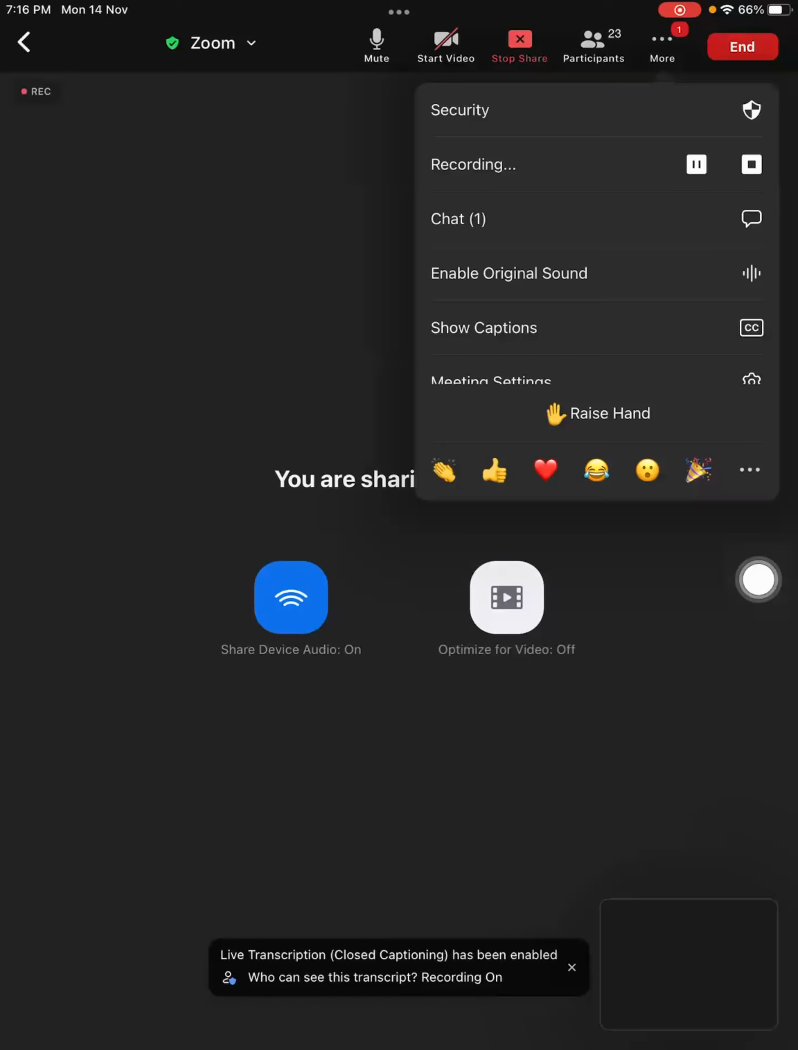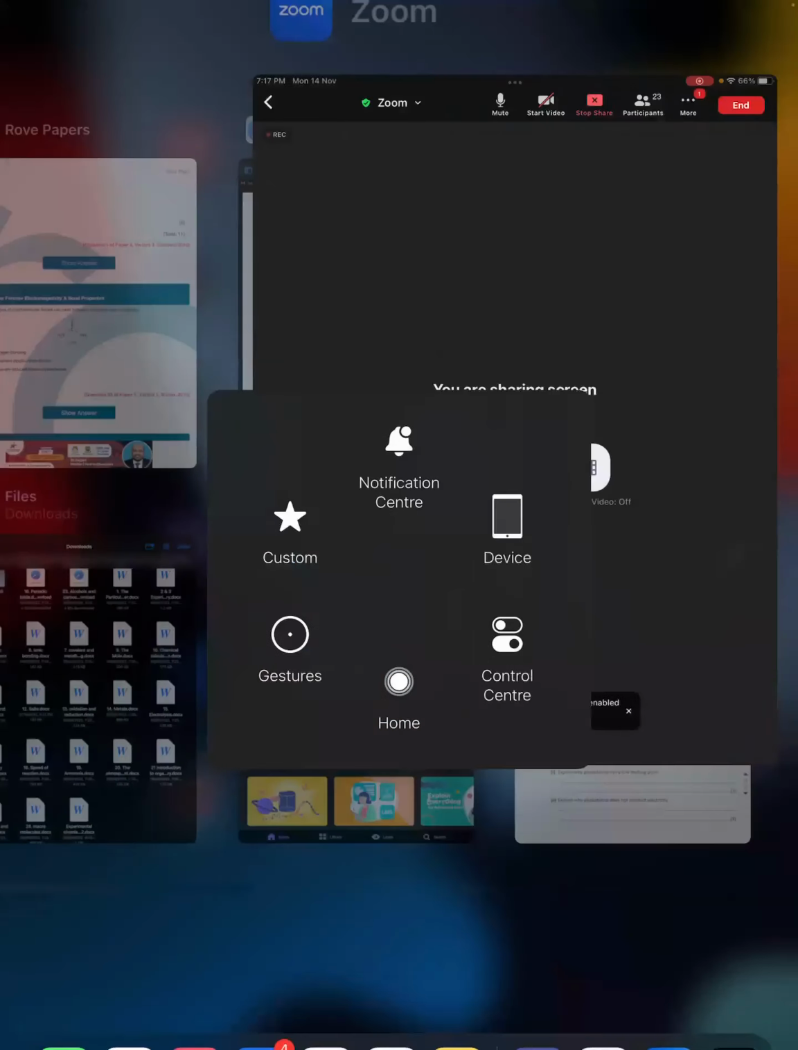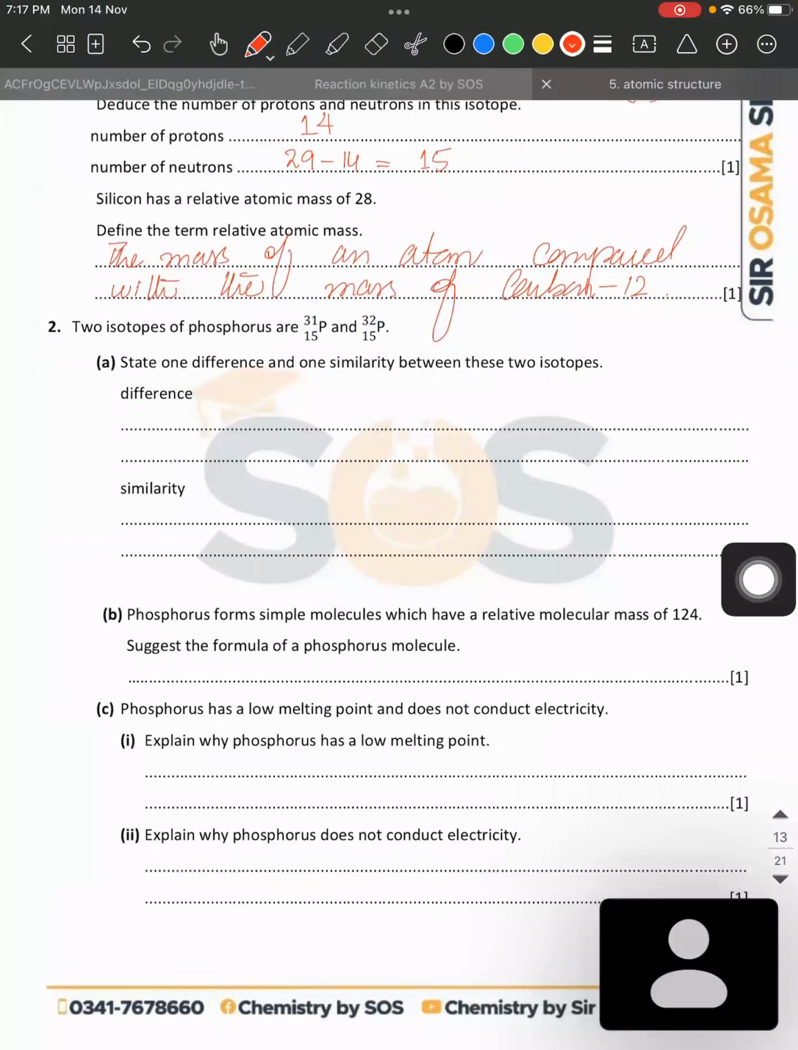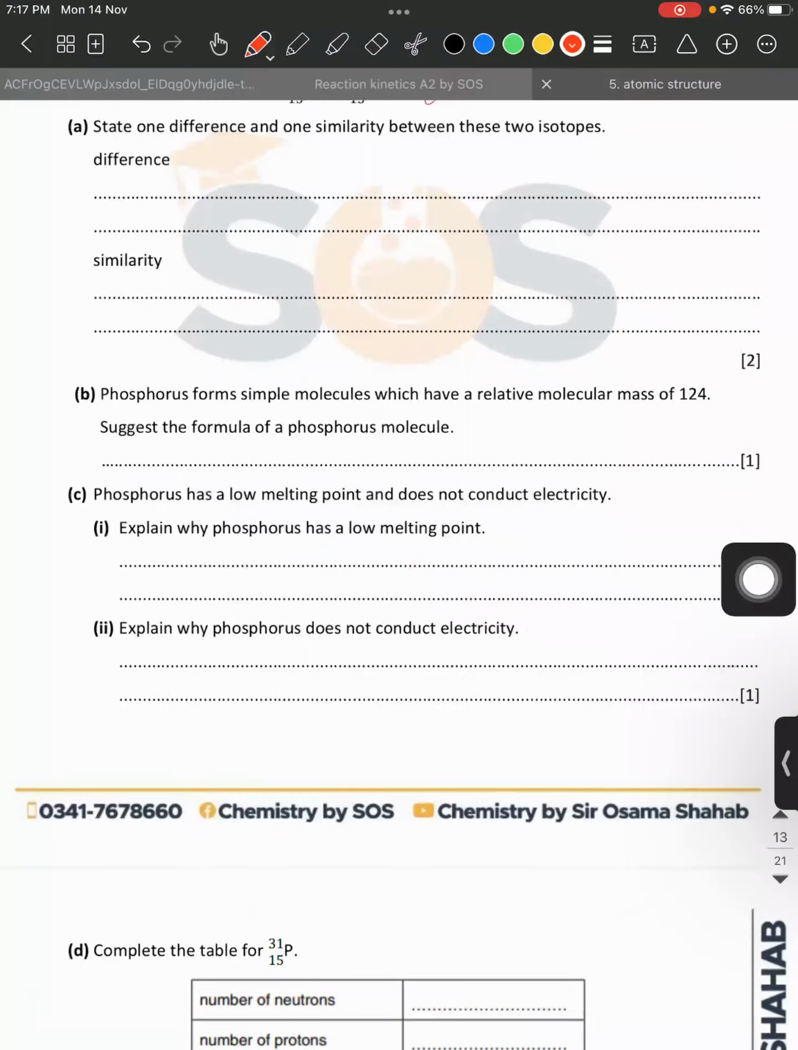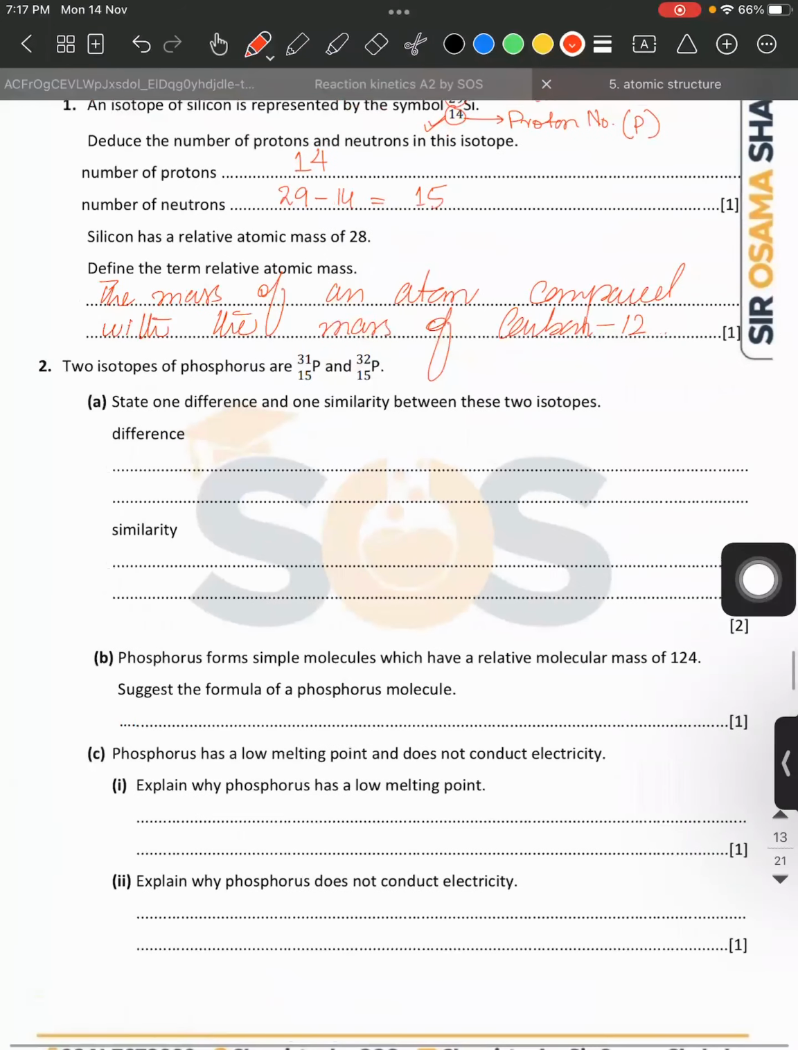When you compare the mass of any atom with carbon 12, what you get is the relative atomic mass. So you need to say that it is the mass of an atom compared with 1/12 mass of carbon. You can even say that 1/12, right? So this is one of the definitions that you need to remember for 1 mark.